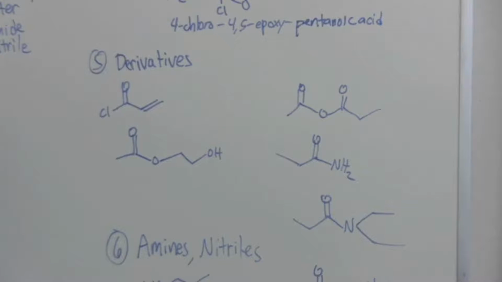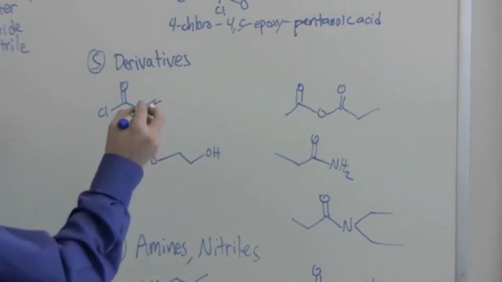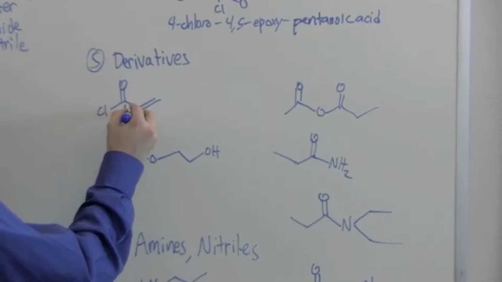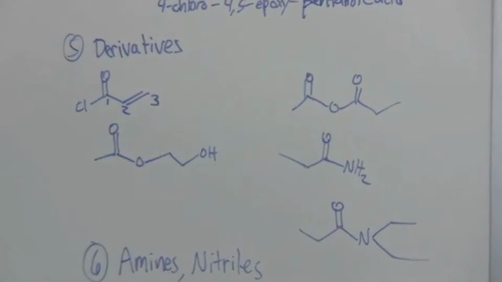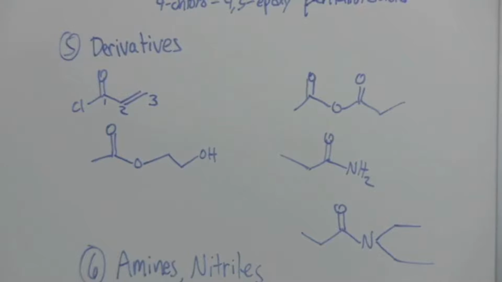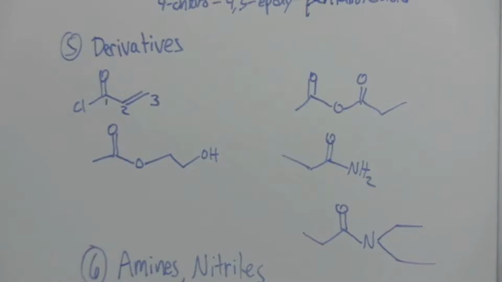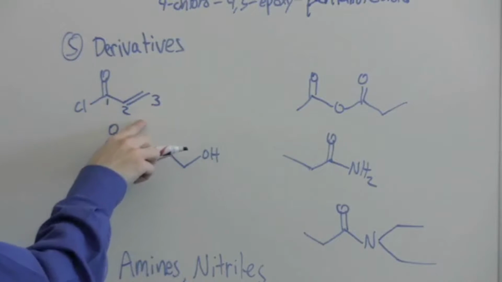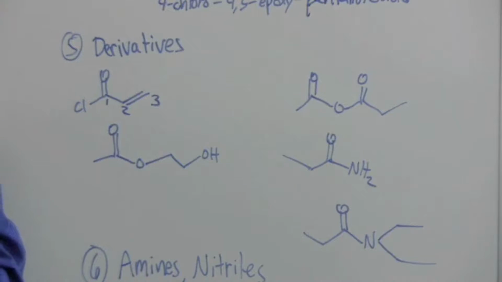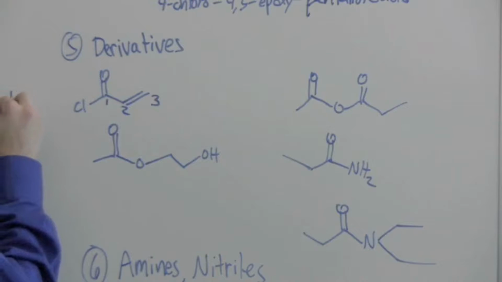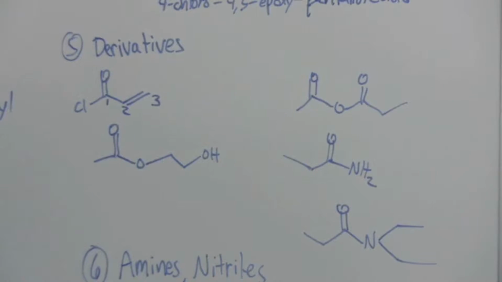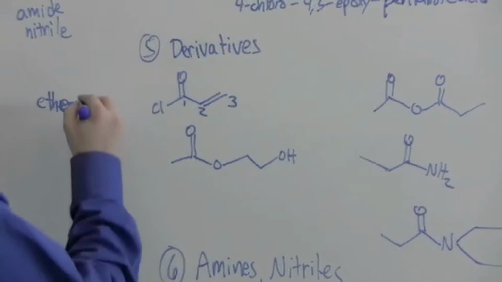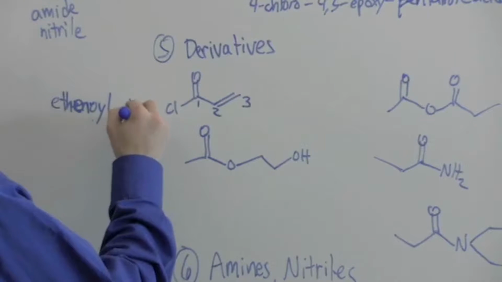First we'll start with acyl halides. What we want to do with an acyl halide is do just like we do with carboxylic acids and number the carbon chain away. This is going to have on the 2 position an alkene, and since it's a 3 carbon unit, it's going to be propenoyl chloride.